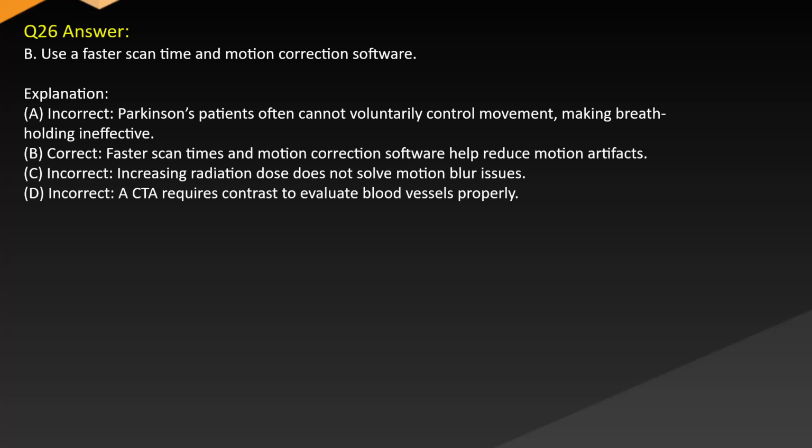Answer B. Use of faster scan time and motion correction software. Explanation. A. Incorrect. Parkinson's patients often cannot voluntarily control movement, making breath holding ineffective. B. Correct. Faster scan times and motion correction software help reduce motion artifacts. C. Incorrect. Increasing radiation dose does not solve motion blur issues. D. Incorrect. CTA requires contrast to evaluate blood vessels properly.